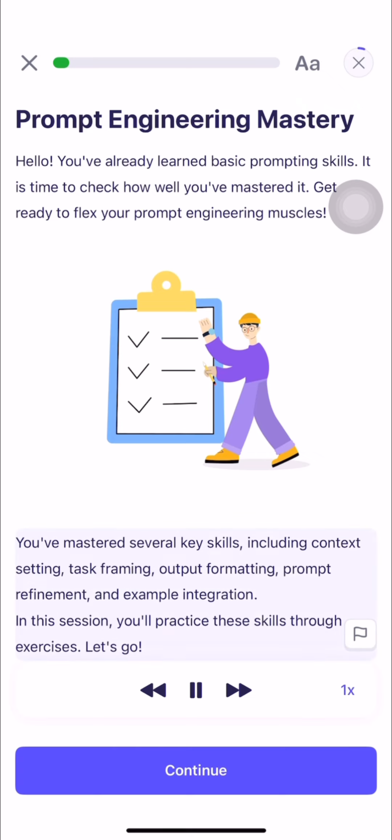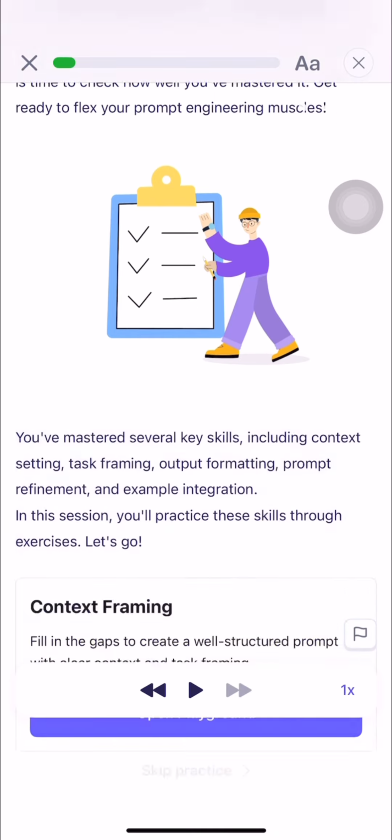You've mastered several key skills, including context setting, task framing, output formatting, prompt refinement, and example integration. In this session, you'll practice these skills through exercises. Let's go.